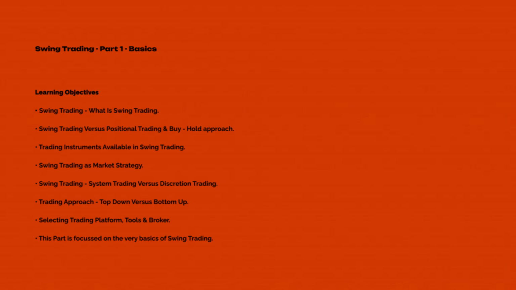Then there are 2 distinctive swing trading approaches that a trader can take. One is the top-down approach and the other is the bottom-up approach. I'll be telling you why the top-down approach is the more preferred method to swing trade. And in the end, I'll be talking about trading platform tools and your broker selection.